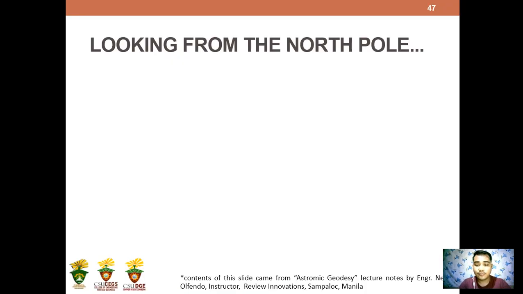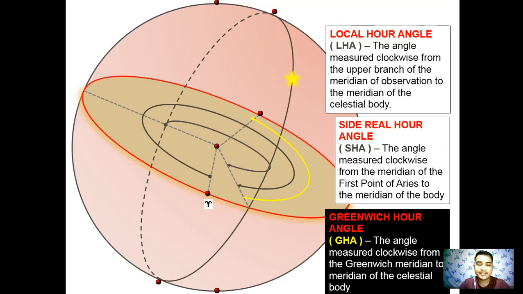Alright, to visualize more about the different angles in the hour angle system, we're going to put our point of perspective at the North Pole, or the celestial North Pole.